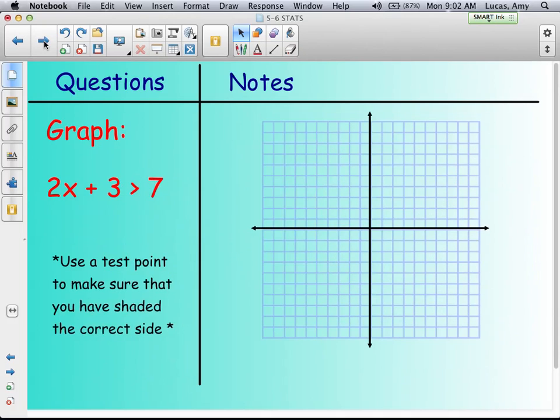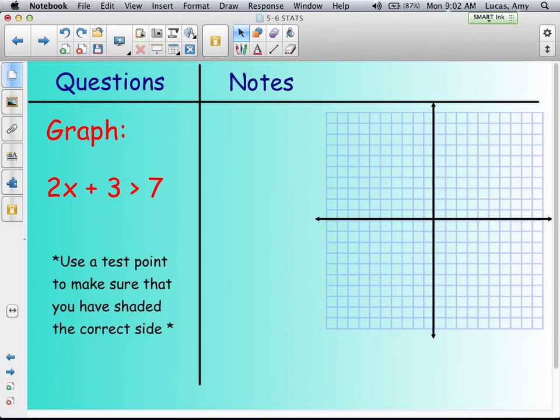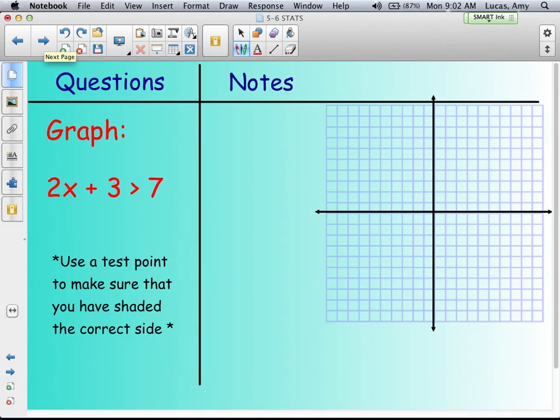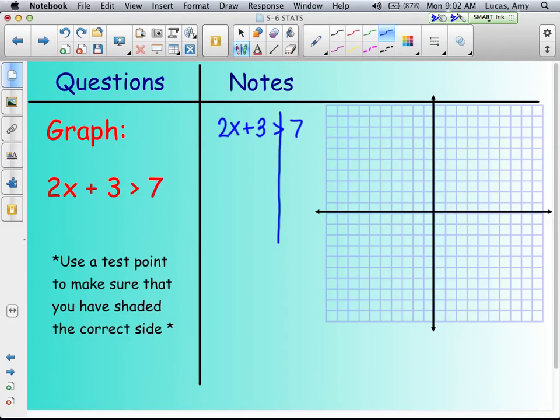Now, the next two are going to be horizontal and vertical because we see that we've only got one variable here. So this variable, and I'm solving for, is just x. If I subtract 3 on both sides, 7 minus 3 is 4, and divide by 2, x is greater than 2. So on the x-axis, 2 is right here. This is going to be a dashed line because it does not have an equal underneath the symbol.